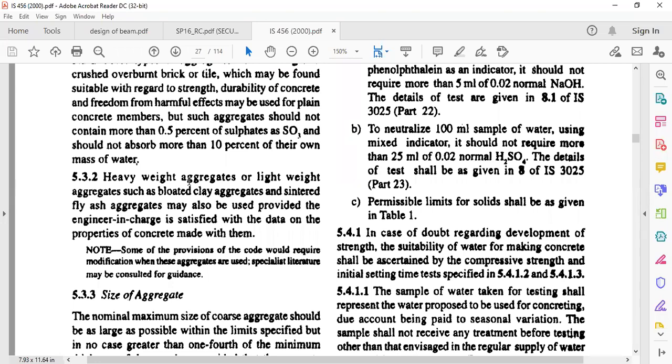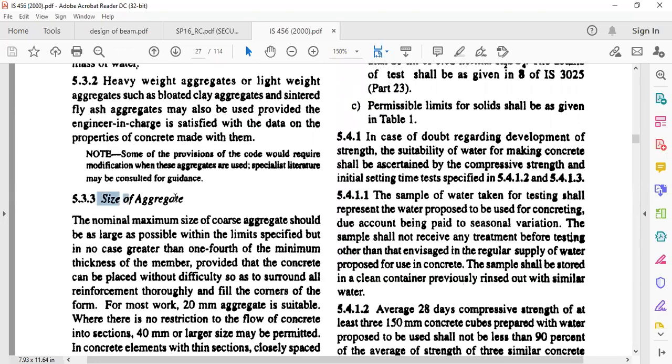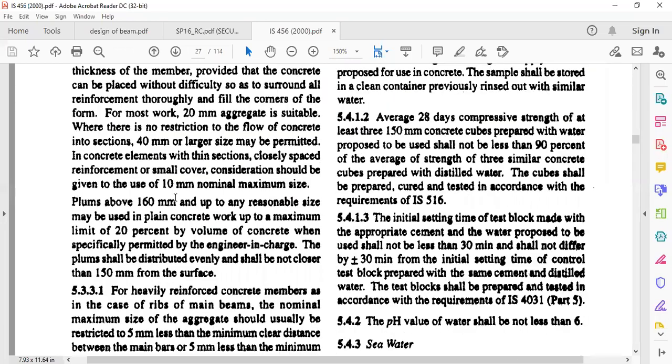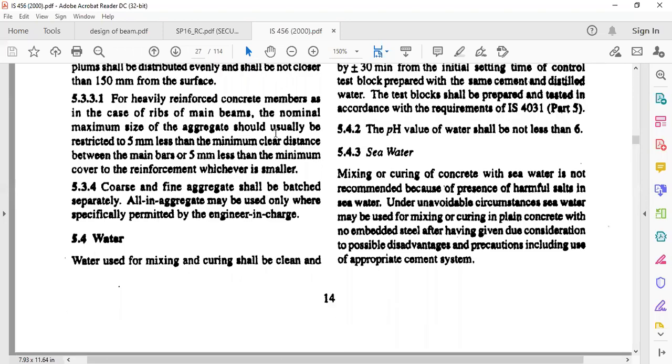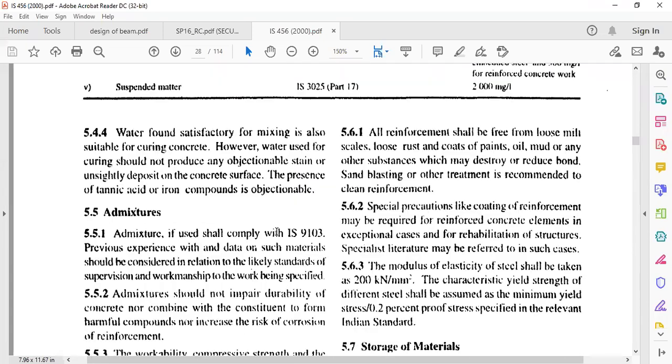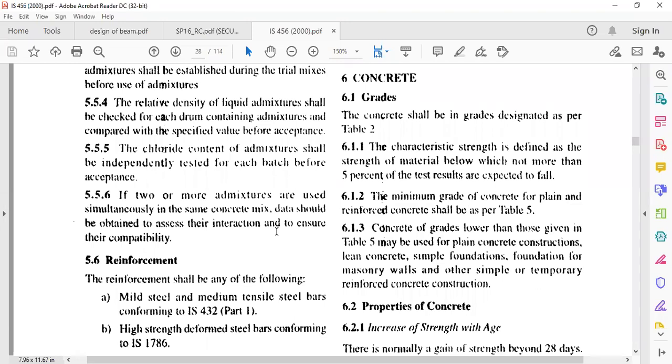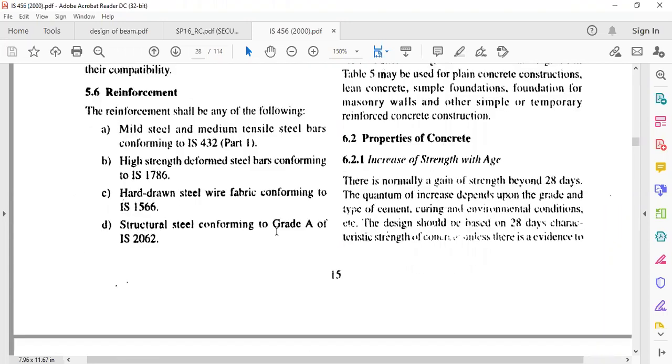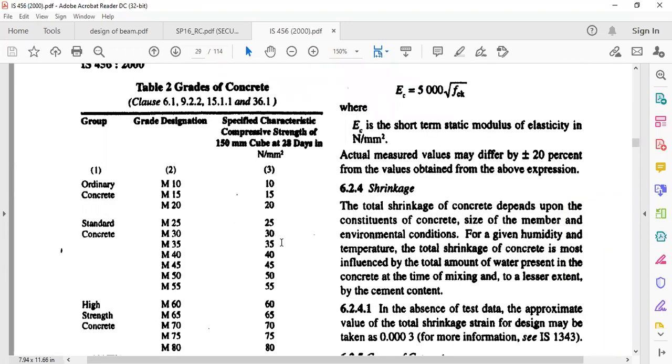Related to the aggregate, what should be the size of aggregate, and all those things. What should be the pH of water, seawater, and the permissible limits for solids. That table is there. You can see the grade. You can see the reinforcement properties of concrete. Yes, this table is very important.